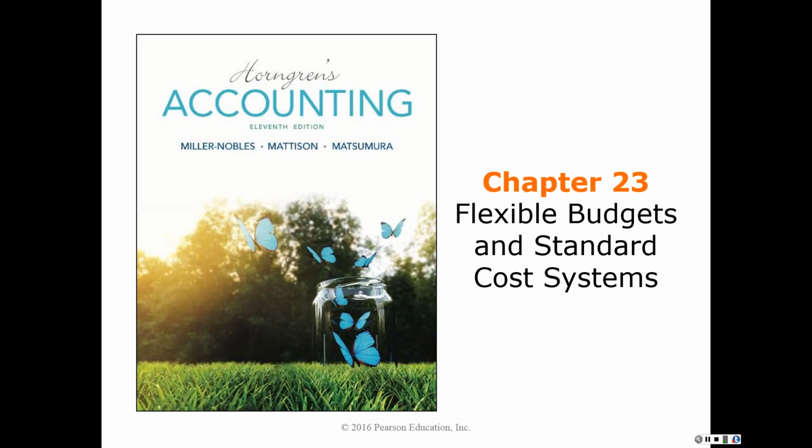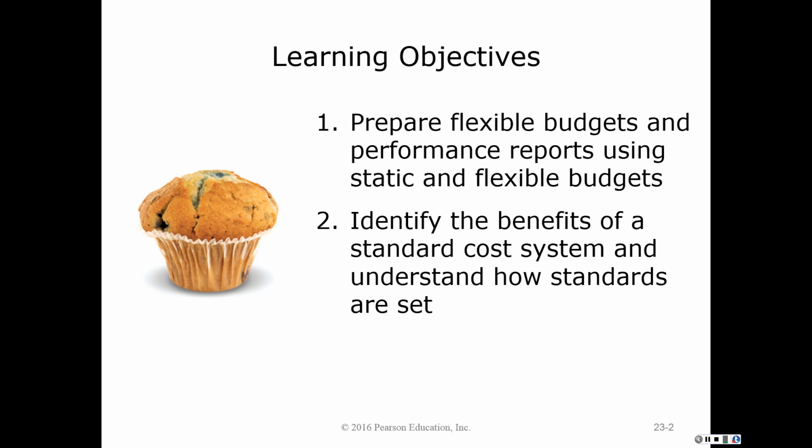Chapter 23 adds flexible budgeting to our list of topics related to the budgeting area. So remember, in our prior chapter we talked about the master budget and all of the supporting documents that are needed to prepare the master budget. In this chapter, we're going to look at how the flexible budget and the performance report can help us to make better management decisions about our organization.